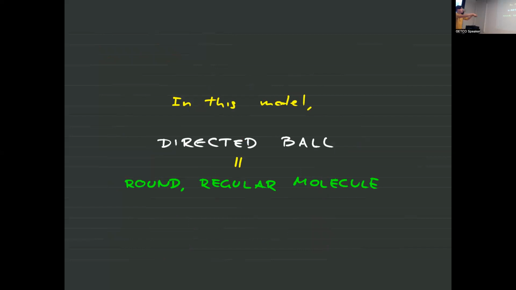So as I promised, in this model the idea is that round regular molecules, so the integrated processes that are obtained inductively by these rules, are a combinatorial model of what a directed ball is.